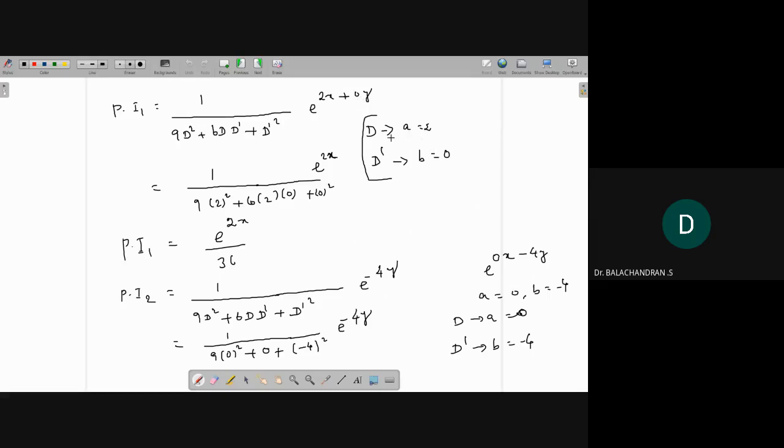If you replace D by 2 and D' by 0, we will get 1/(9D² + 6DD' + D'²) e^(2x). D² is 2², D is 2, D' is 0. So the denominator is what? This is 0, this is 0, 9 into 4 is 36. So e^(2x)/36. So this is PI1. Now PI2, please check the previous slide. That is the second.